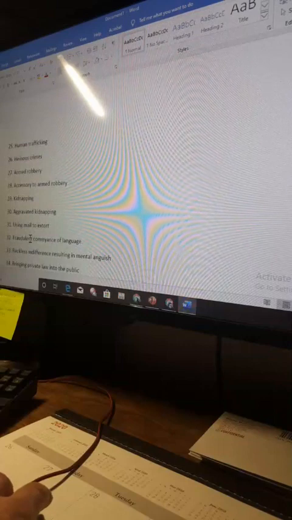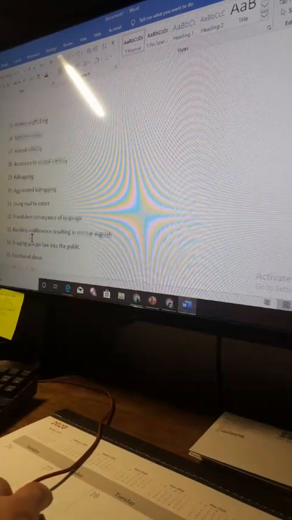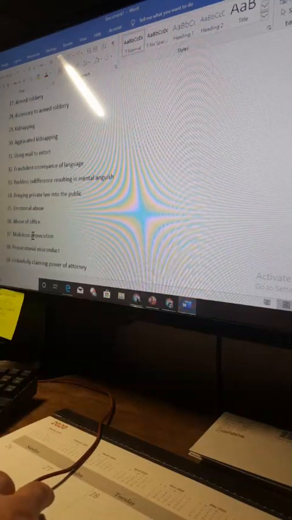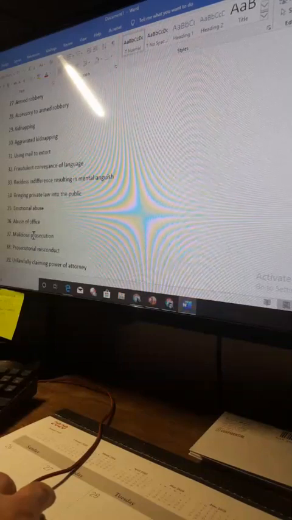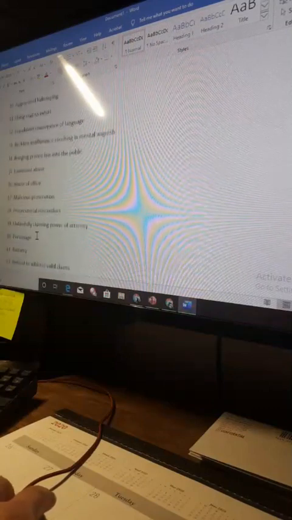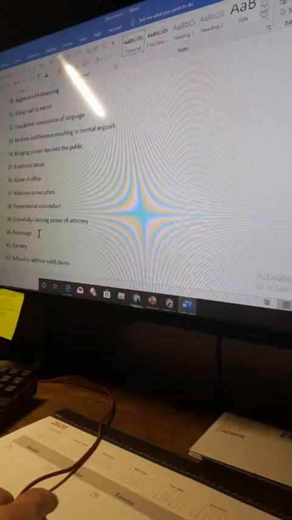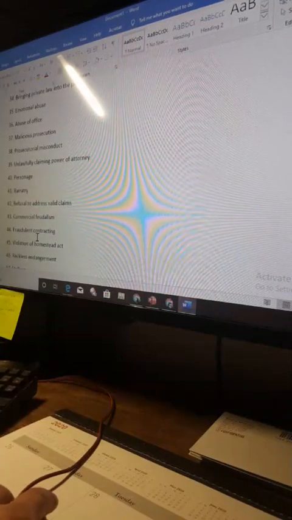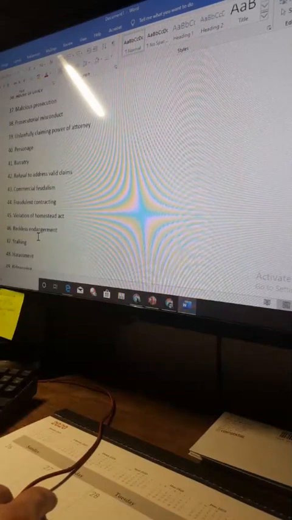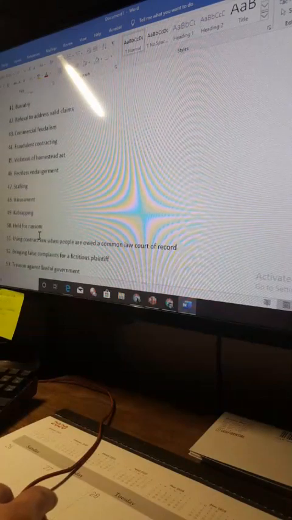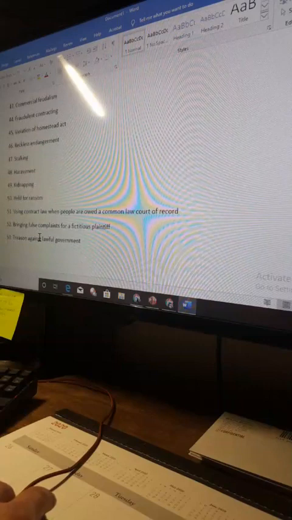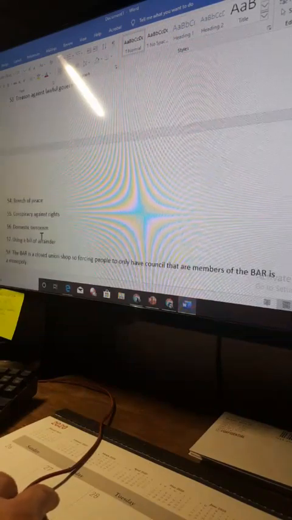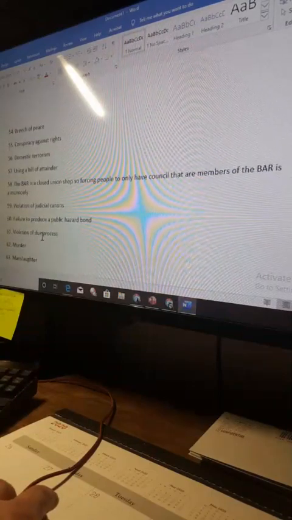trafficking, heinous crimes, armed robbery, accessories to armed robbery, kidnapping, aggravated kidnapping, U.S. mail to extort, fraudulent conveyance of language, reckless indifference resulting in mental anguish, bringing private law into the public, emotional abuse, abuse of office, malicious prosecution, prosecutorial misconduct, unlawfully claiming power of attorney, personage, barratry, refusal to address valid claims, commercial feudalism, fraudulent contracting, violation of Homestead Act, reckless endangerment, stalking, harassment, kidnapping, held for ransom, using contract law when people are owed a common law court of record, bringing false complaints for a fictitious plaintiff, treason against lawful government, breach of peace, conspiracy against rights, domestic terrorism, using a bill of attainder.